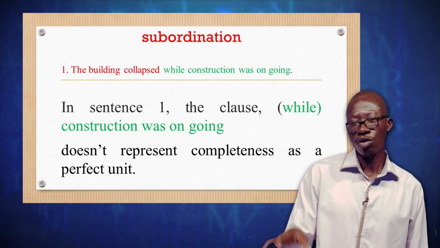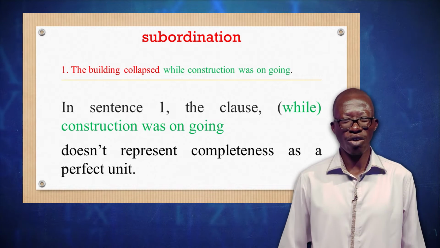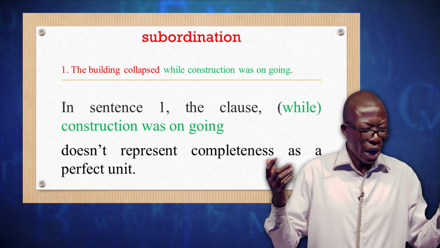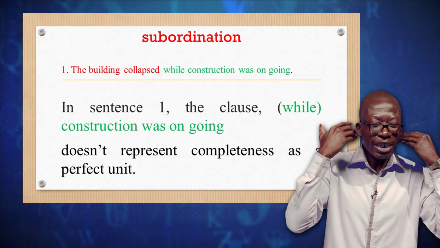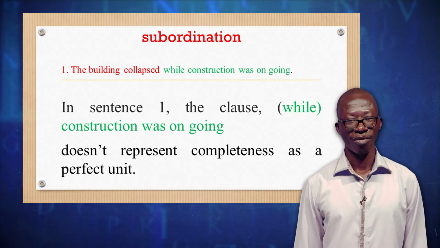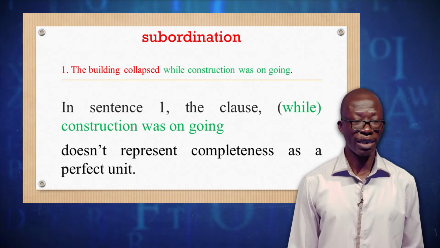Take that one alone. Does it give complete meaning? Certainly not. While construction was ongoing. While construction was ongoing. So what happened? We'll be interested in what happened. So you realize that that aspect doesn't give a complete meaning as a perfect unit.